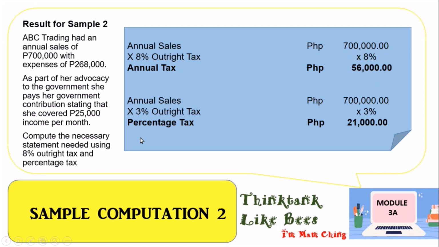And for the percentage tax or business tax, we have the annual sales of 700,000 multiplied by 3%. That's your percentage tax. These two will again be paid to the BIR when you are using the outright tax computation. I hope you understand our discussion for today on the sole proprietor's tax.